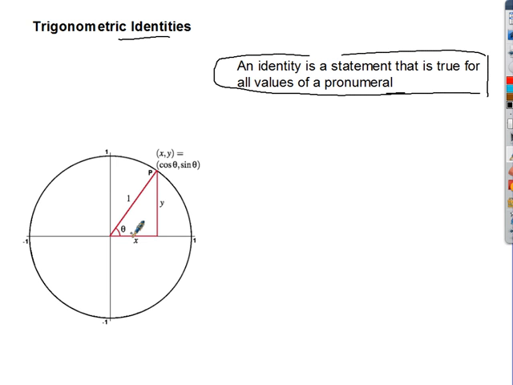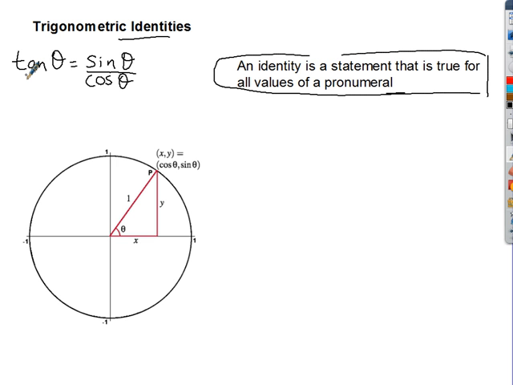We discovered it while we were looking at our unit circle, and that was that tan of theta, of any angle, is equal to the sine of that angle divided by the cos of that angle. So that's a trigonometric identity, mainly because it involves the trig ratios, and it's true for all values of theta.